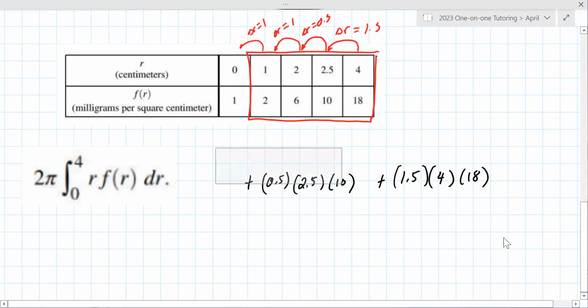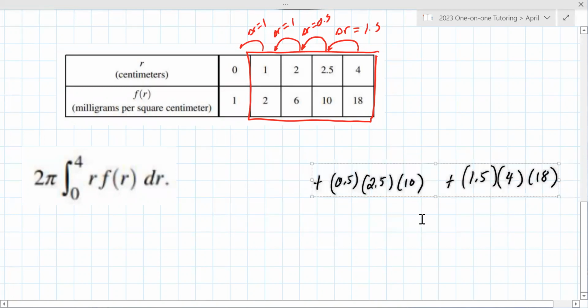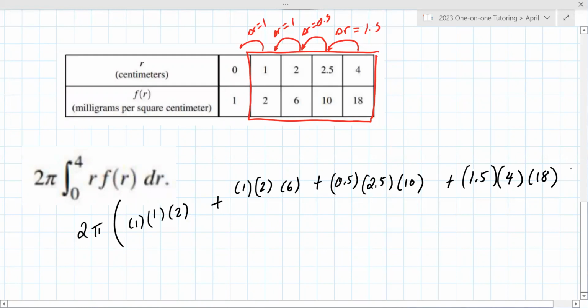Plus, we're working our way backwards. 2 times 6, and the delta r that time is 1, 2 minus 1, and then the last one is 1 times 2. Again, we're just using these values here. Delta r is 1. And your 2 pi comes out here, and there's your answer.